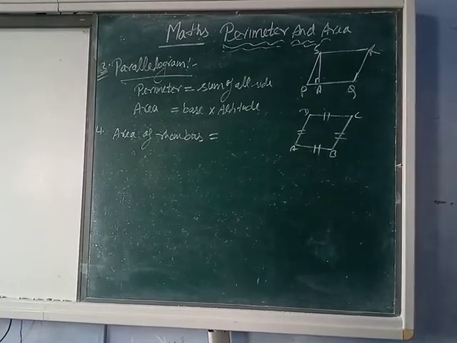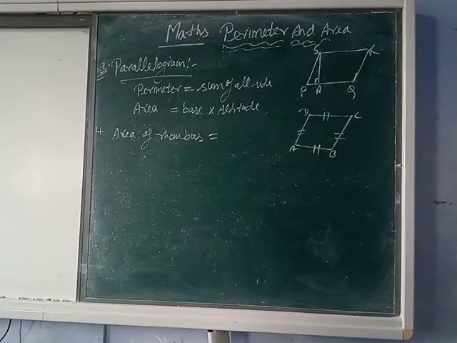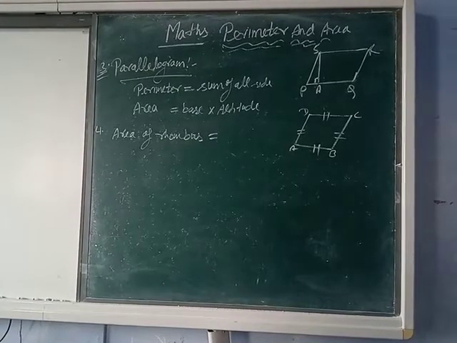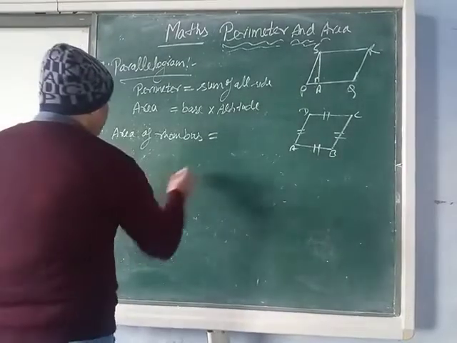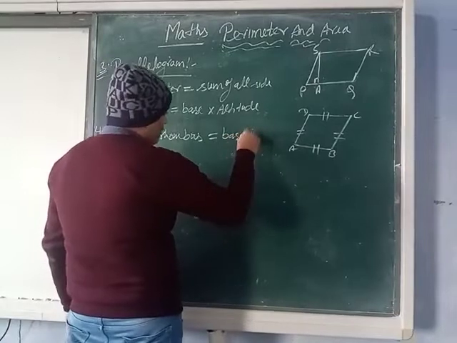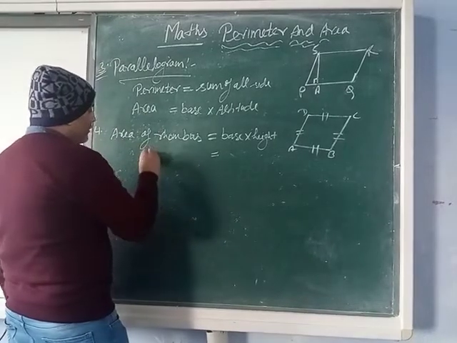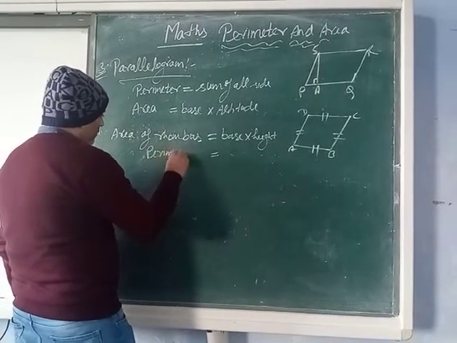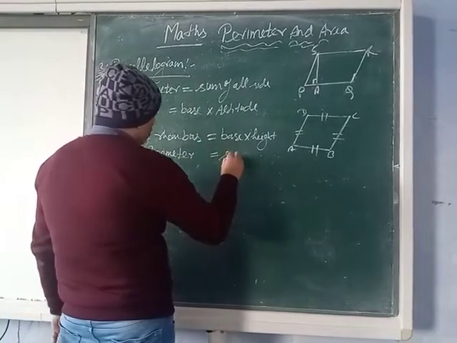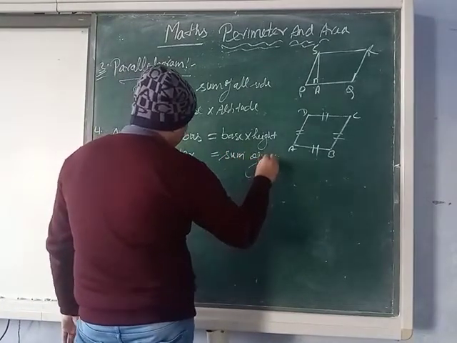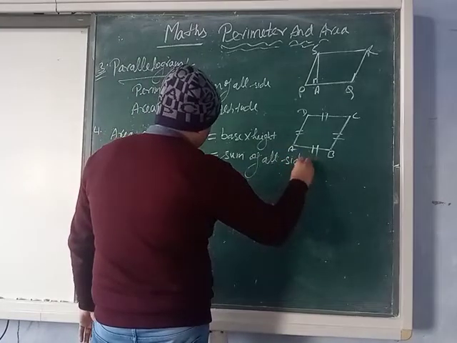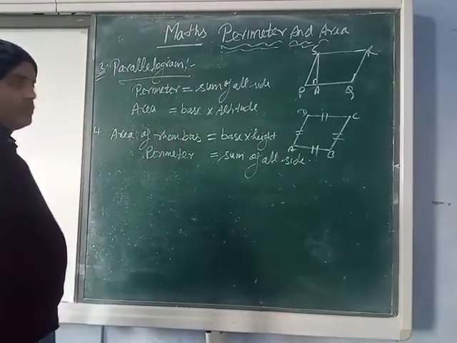Okay, I think we will solve some problems also. The area of a rhombus or the area of a triangle we have discussed already. So same as the formula of parallelogram, we will write base into height, and their perimeter is the sum of all sides. Okay. Write down this thing.